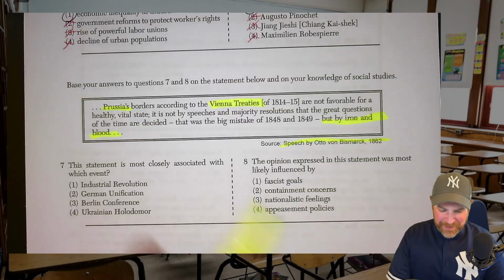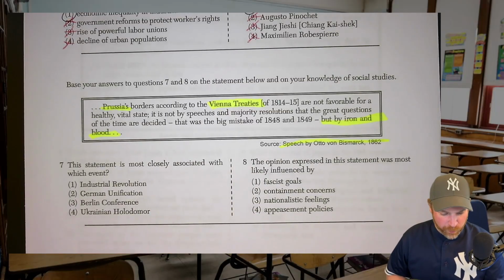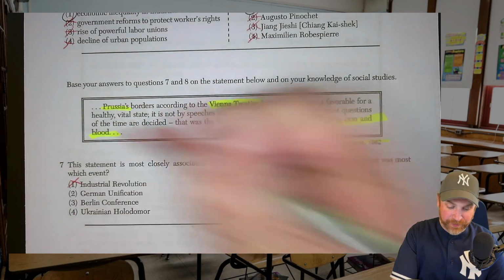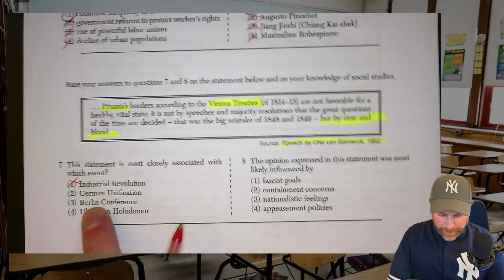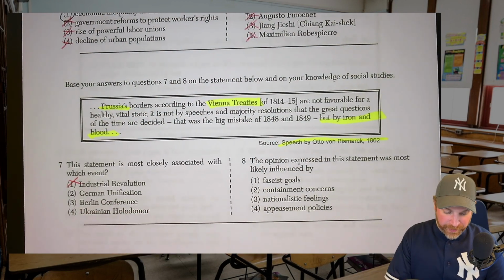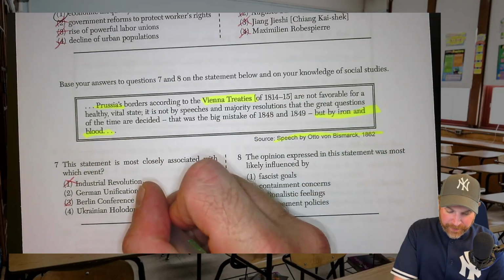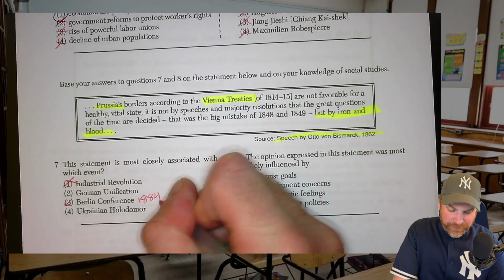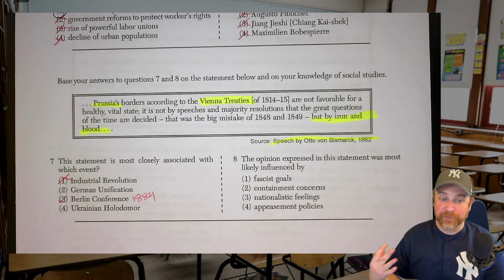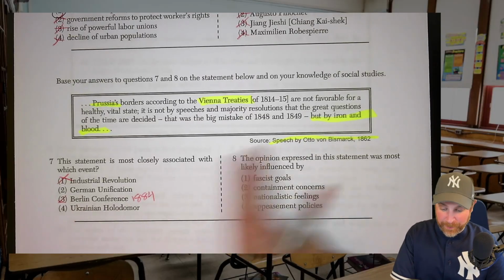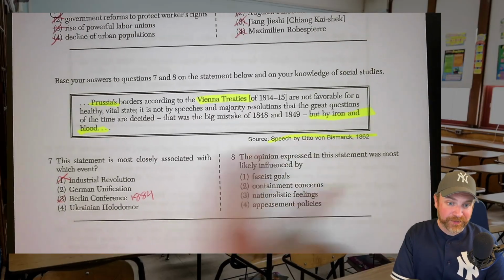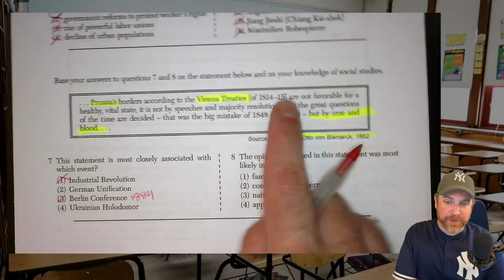This statement is most closely associated with which event? It's not the Industrial Revolution. This happens after the Industrial Revolution. Choice 3, the Berlin Conference. The Berlin Conference took place in 1884, and that has to do with imperialism in Africa. So even though this might throw you off because Otto von Bismarck is German and Berlin is Germany, this has nothing to do with this.